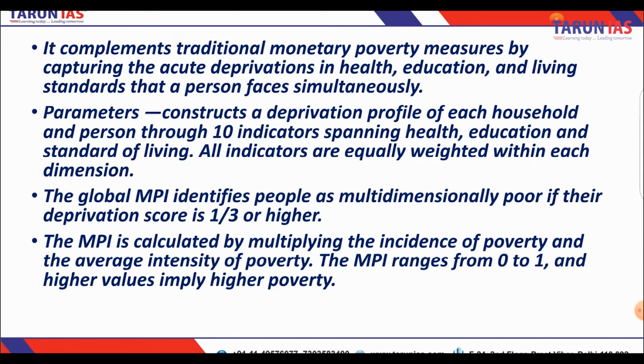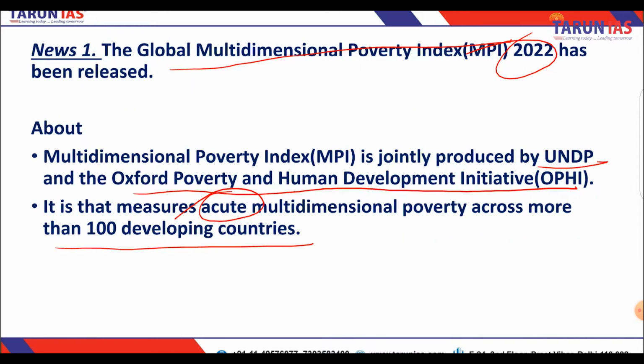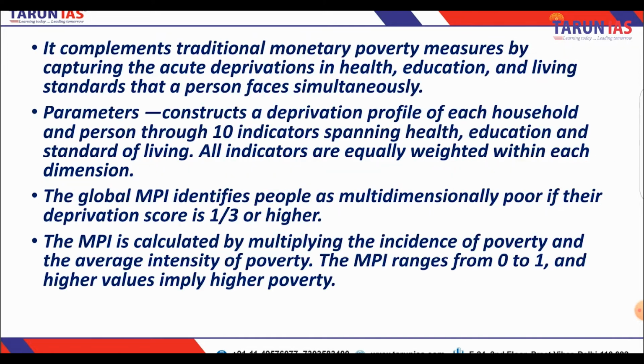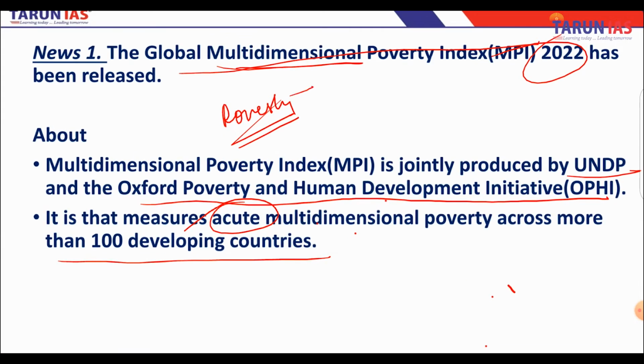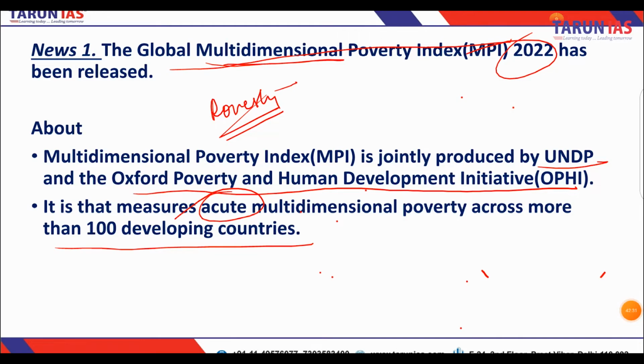What is multidimensional poverty? Poverty, what is poverty? Basically, it is the lack of ability and opportunity. Remember, whenever we define a concept, we have to consider all the dimensions related with that topic. So poverty is of two types: we have absolute poverty and relative poverty.